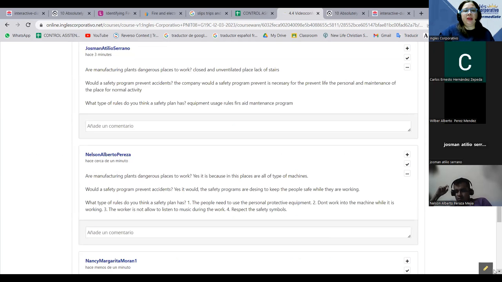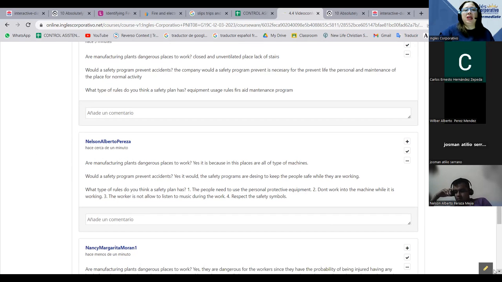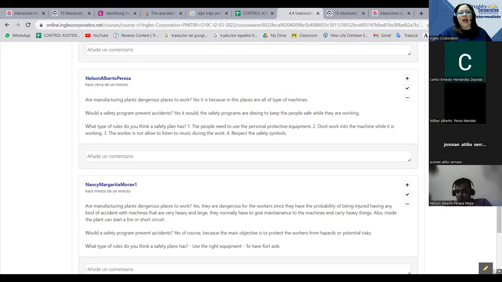Closed and unventilated place, lack of stairs. Oh, yes. It could be a very dangerous thing. The company would follow a plan, right? A safety program. Prevent is necessary. Preserve life. The personnel and maintenance of the place for normal activity. Yes, correct. Equipment usage, rules, first aid, maintenance program. Correct.